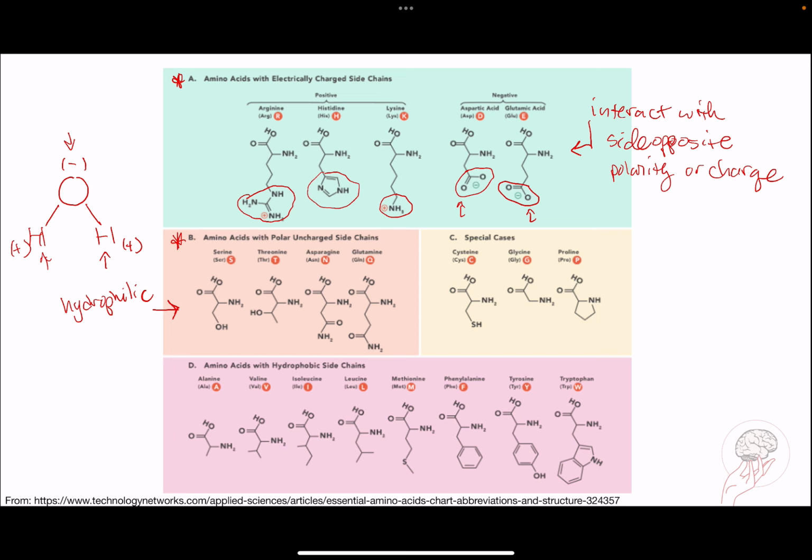And so you'll see the polar side chains here. We just have an alcohol group. Here we have an alcohol group and a methyl group. Asparagine, you'll see, looks quite similar to aspartic acid, only a different nitrogen group here, and also glutamine, which we have here.